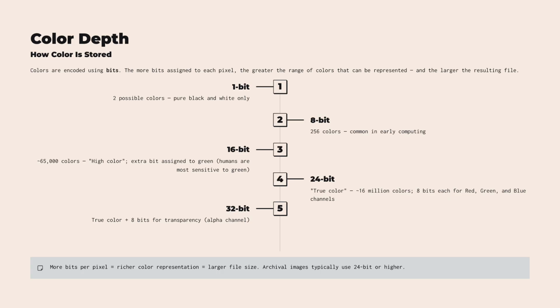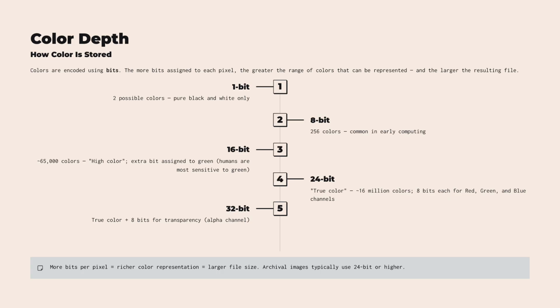Now, once you have a grid of pixels, each pixel needs to store a color value. That's done with bits, and the number of bits per pixel is what we call bit depth or color depth. 1 bit gives you 2 options, black or white. That's fine for simple line art or pure text documents, but it's useless for photographs. 8 bits gives you 256 possible colors, which was standard on early personal computers.